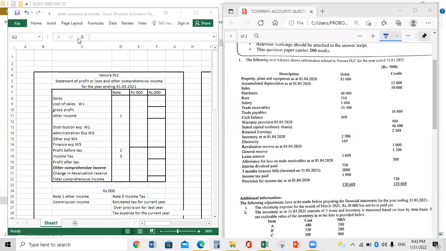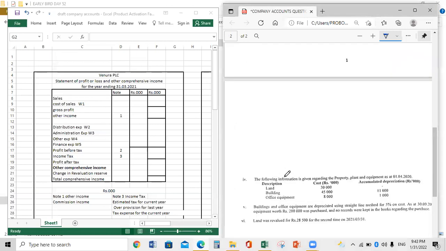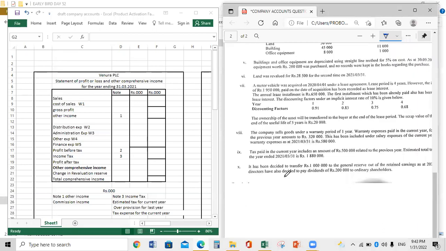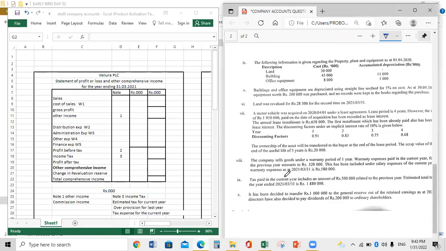Why? Because, guys, if you have recorded all the adjustments, from that itself you can score more than 30 in company accounts. I'm telling y'all, in part two, make sure you do the adjustments, because they give marks for the adjustments. They give very few marks for totaling and adding up. They give a lot of marks for the double entry you write for the adjustments. So make sure you do that.